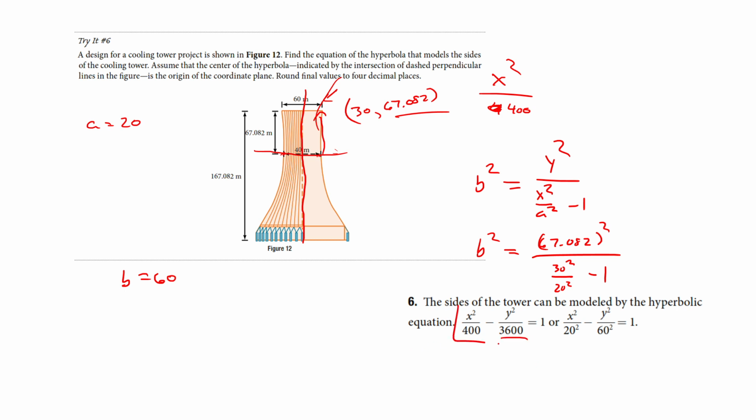So here's our equation. This was our a squared. We solve this, we get b is 60, so there's b squared. We knew x was first because our bow tie was going right and left. And there we go.